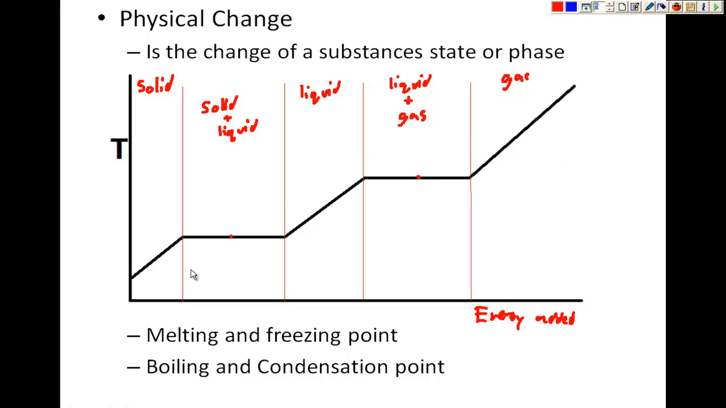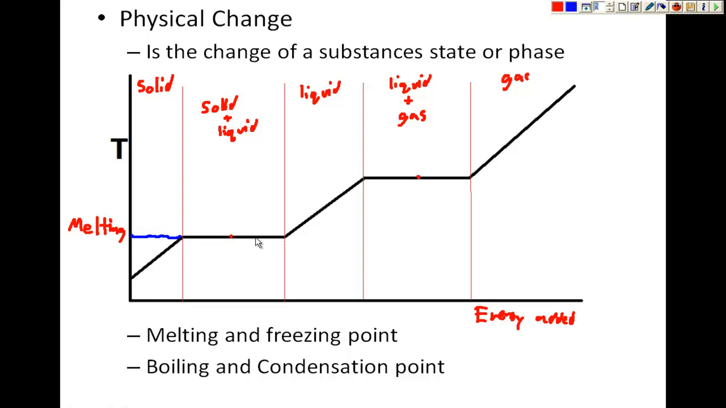Okay, so what can we interpret from this graph right here? Well, what we can see here is that at this point, when it's in between solid and liquid, this is what is going to be our melting and freezing point. So if energy is being added to it, this is probably going to be our melting point.